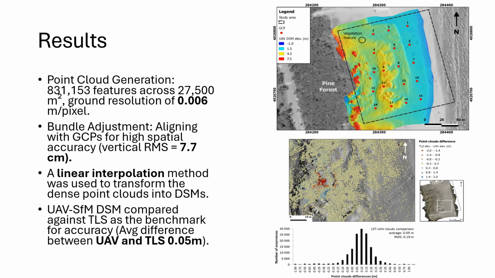We can see in the images the distribution of GCPs, point cloud differences between UAV and terrestrial laser scanner, and also the elevation differences in the figure. Going further to the next slide.